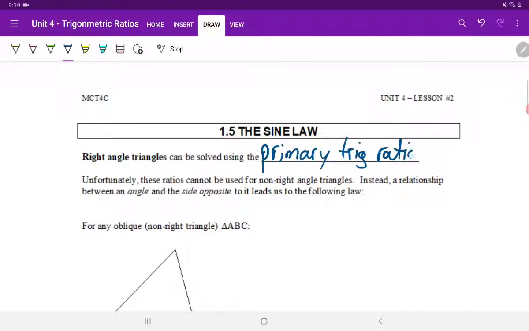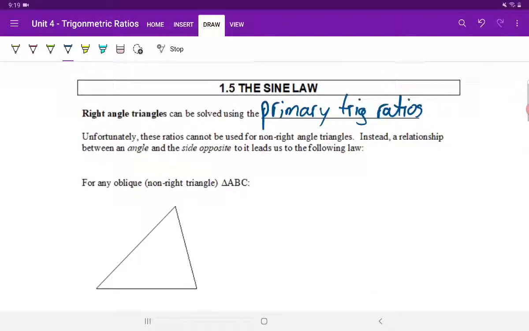That's your SOHCAHTOA, right? That's your sine theta equals opposite over hypotenuse, cos theta equals adjacent over hypotenuse, and tan theta equals opposite over adjacent. Well, we know that not all situations in real life applications involve right angle triangles. So there is another formula we can use to help us with that.